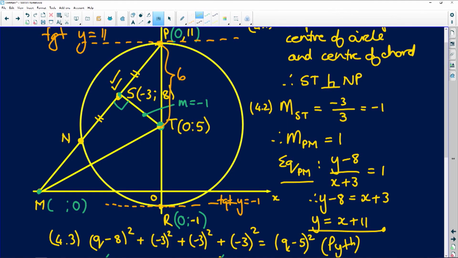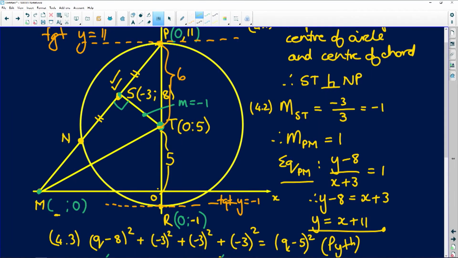The length of MT. Okay, so what do I need now? I need the x value for the point M, so that if I want to find that length there, I can use Pythagoras. This is 5 units long from there to there. If I have this x value here, I've got that length, and with Pythagoras again I can find MT. There's a right angled triangle. Okay, so what happens at M? Well, the line MP crosses the x-axis. So at that point, y is 0.